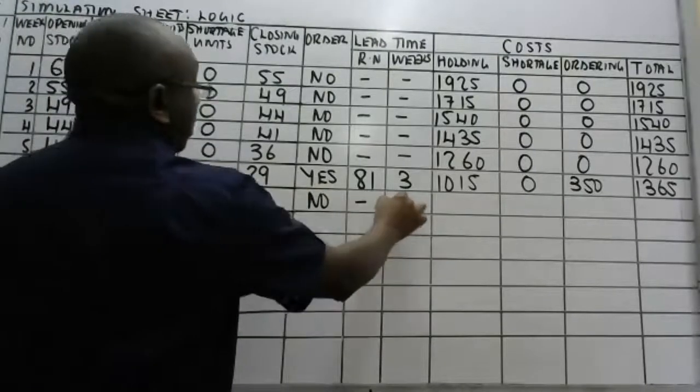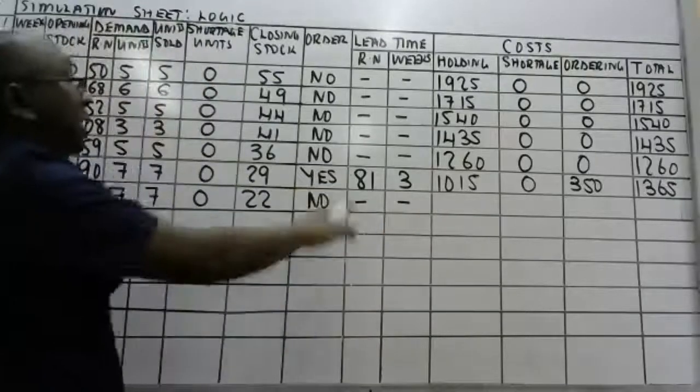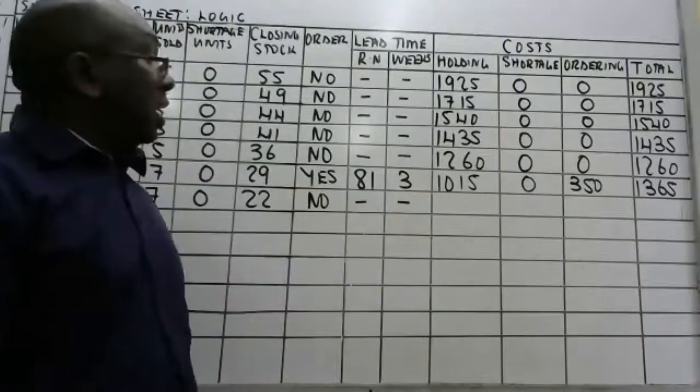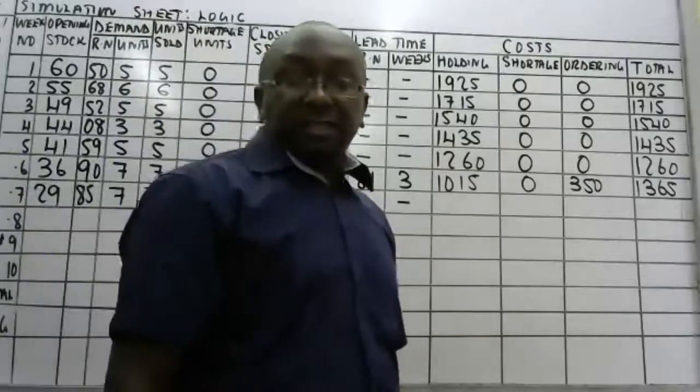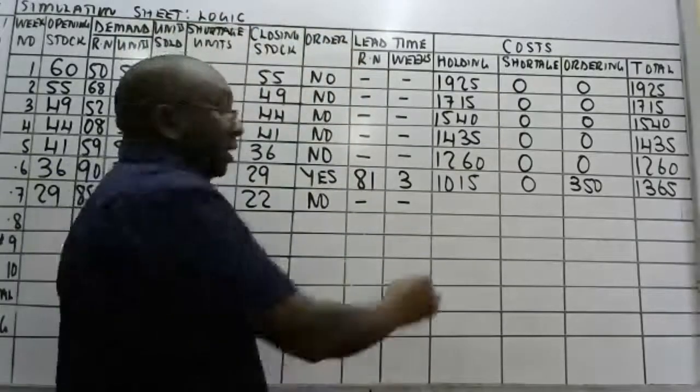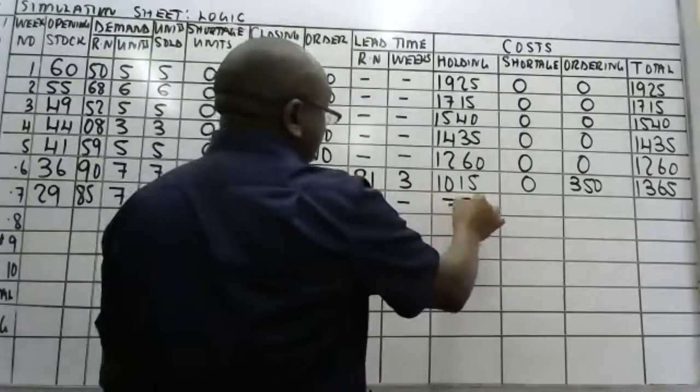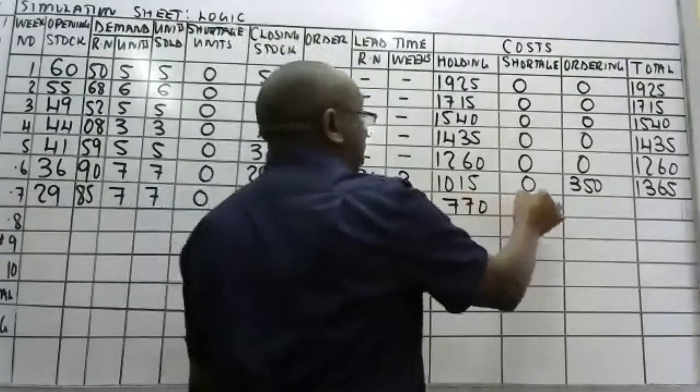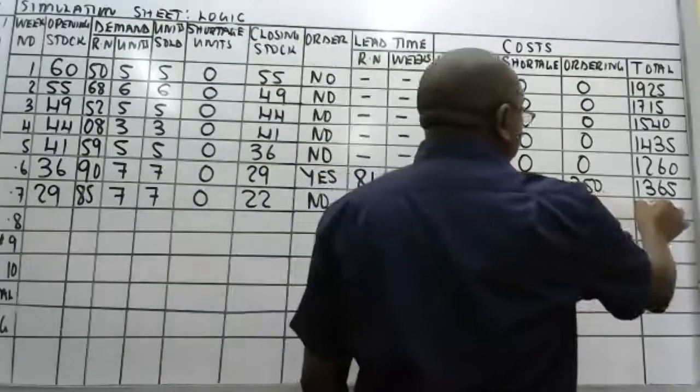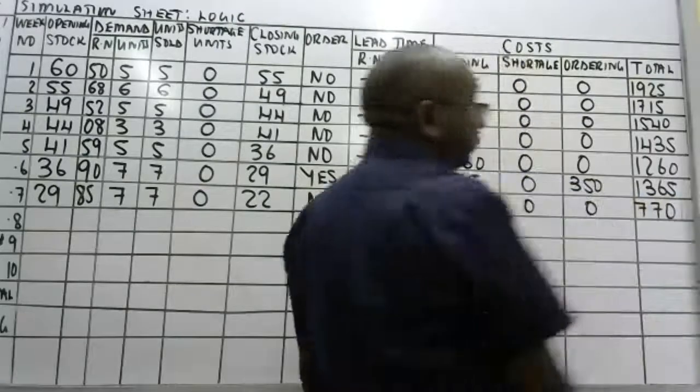So nothing in the read time. Give me the holding cost. 22 times 35 is 770. Good. So no shortage, no ordering, 770.